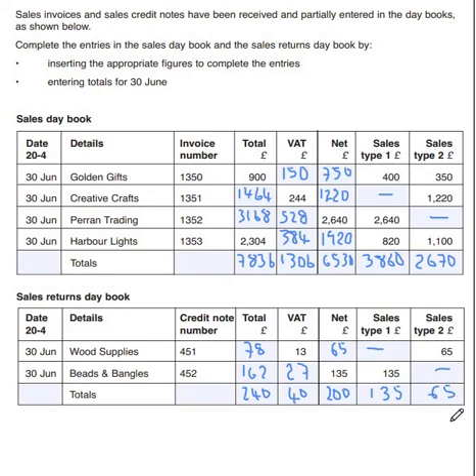Okay, add them up crossways to make sure our 65 plus 135 comes to 200, and we know that 200 plus 40 comes to 240. So we know our sales returns daybook has been completed correctly. Okay, and that is it as far as updating the daybooks is concerned.